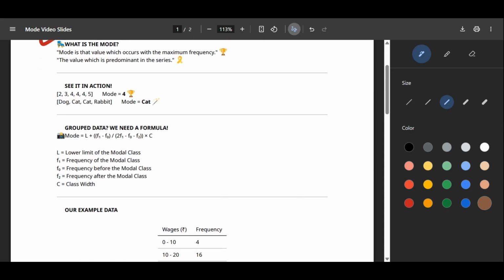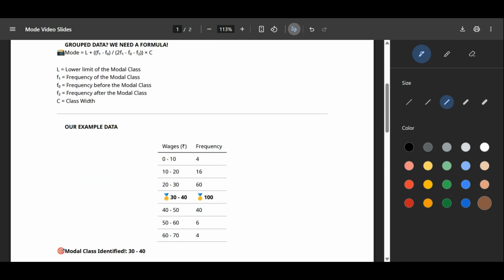You can see a list of numbers here: 2, 3, 4, 4, 4, 5. The number 4 is the mode here. Another example with words: dog, cat, cat, rabbit. Here, the mode is cat. See, straightforward, right? But this is for what we call ungrouped data, where we have a simple list. The real fun begins with grouped data.